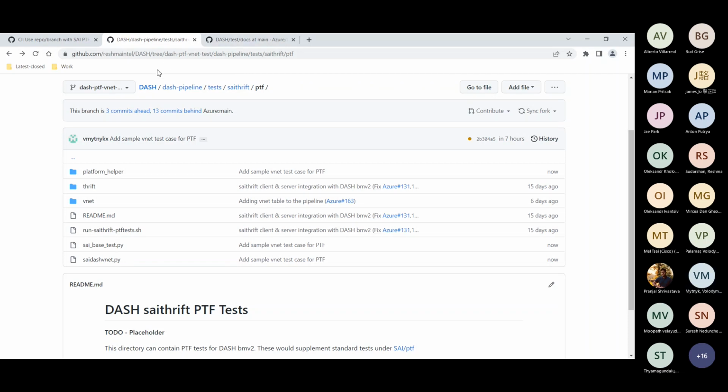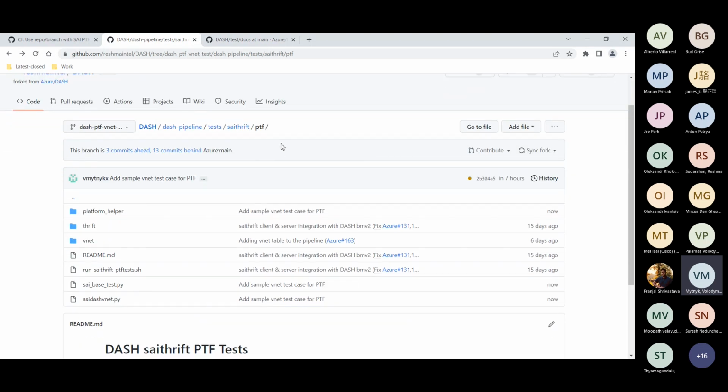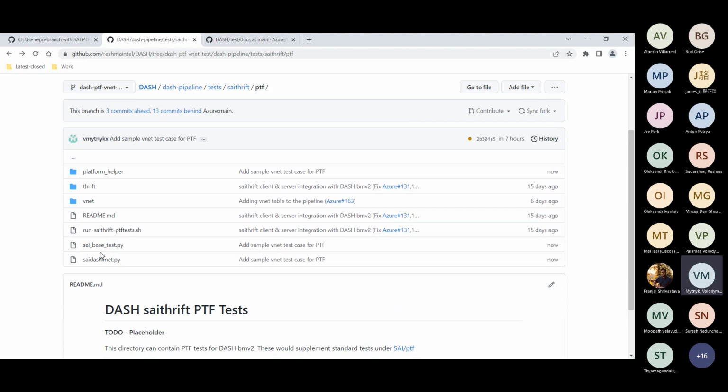This is also one of the development branches that we are going to create a pull request for. We put in an example of an overlay scenario for the VNET. It's just an example, so it still needs to be updated based on the latest SAI changes. But anyway, you can see how the PTF structure may look and how to write your own test cases. So we have the test case itself.